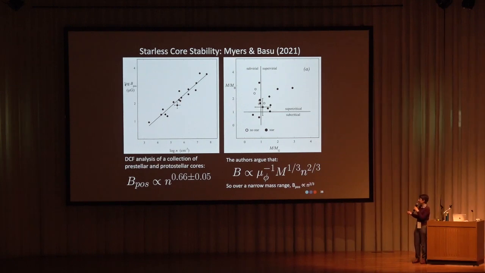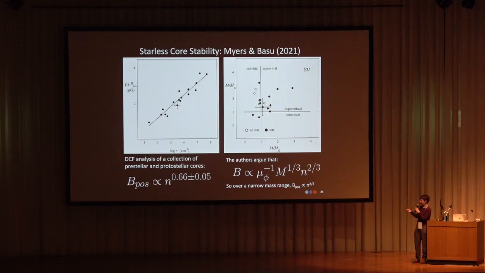One option is to look at the magnetic field strength. So Myers and Basu, a couple of years ago, compiled essentially all of the observations of pre-stellar and protostellar cores and found that the magnetic field strength goes as density to the 2/3, which is precisely the prediction for a weak magnetic field. So can we from this conclude that magnetic fields are in fact dynamically irrelevant and the thing's just collapsing homologously? It's never going to be that simple.